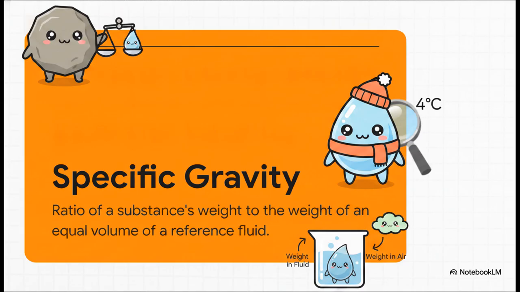Specific gravity, which you might also hear called relative density, is basically just a dimensionless ratio. It simply compares the weight of a solid sample out in the air to the weight of an exactly equal volume of a reference fluid, and usually that reference fluid is just pure water sitting right at 4 degrees Celsius.